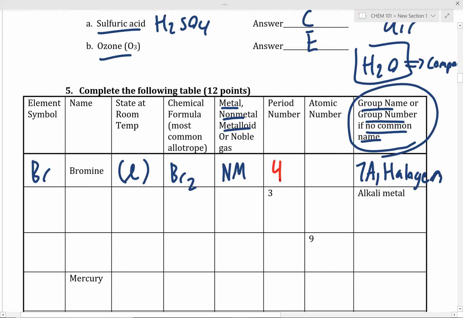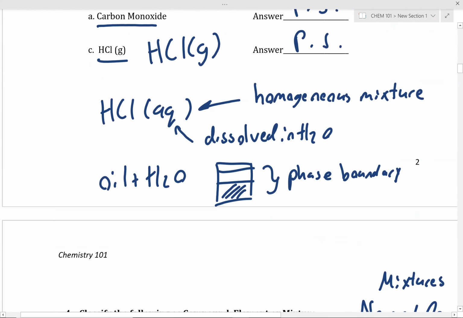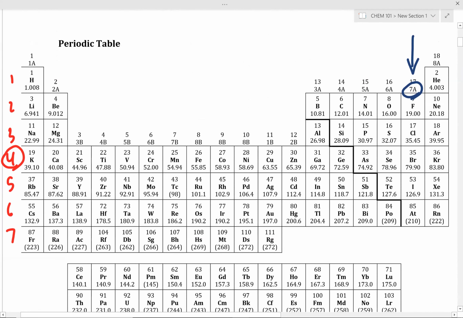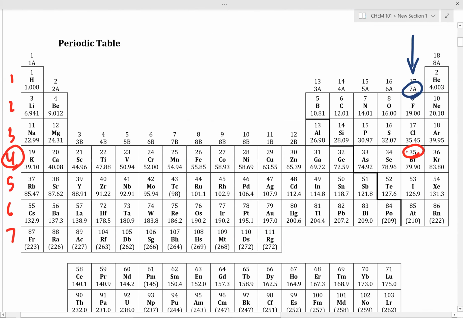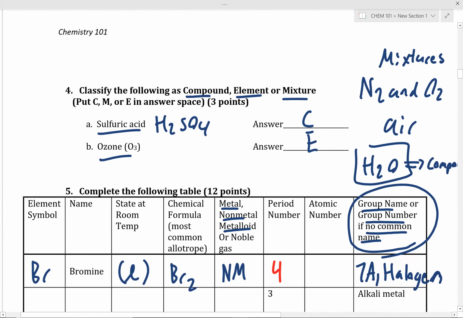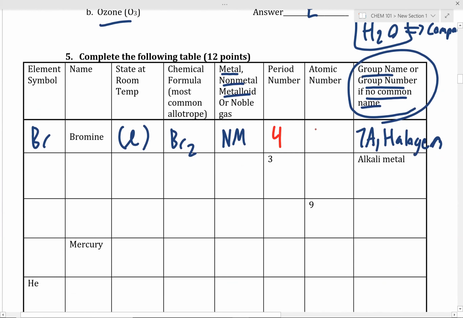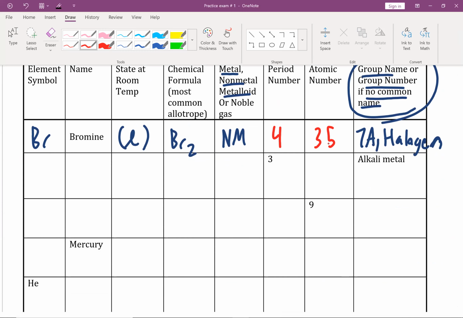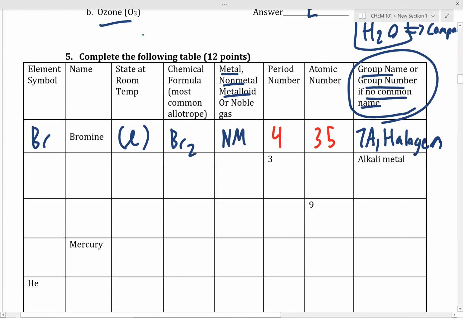Taking a look at the periodic table once again, reading off from the periodic table, what is the atomic number of bromine? So 35. So let's just showcase that. If we go right above bromine, we see the atomic number above the element symbol, which is 35. Wonderful. Okay, perfect. So we've completely filled in the table for bromine. Let's now move on to our next element.